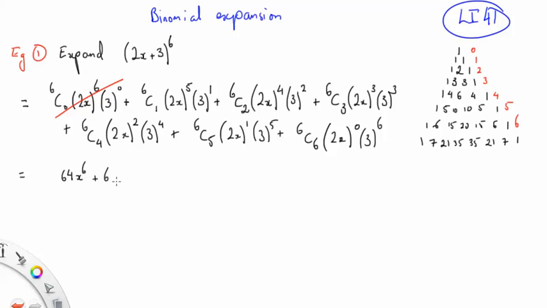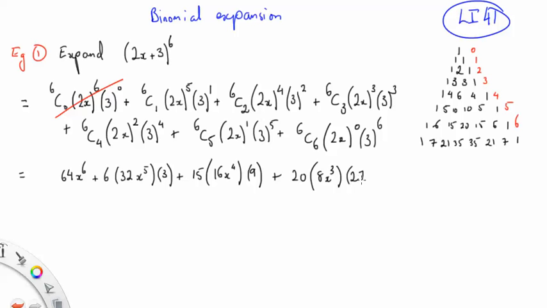2 to the 5 is 32. And then we've got this times 3 business here, so we'll deal with that later. 6 choose 2 is 15. 2 to the power of 4 is 16. 3 squared is 9. 6 choose 3 is 20. 2 cubed is 8. x cubed times 27.